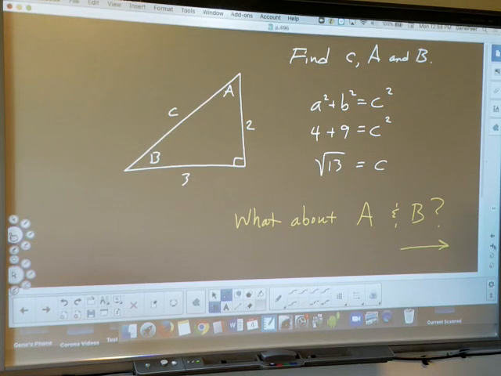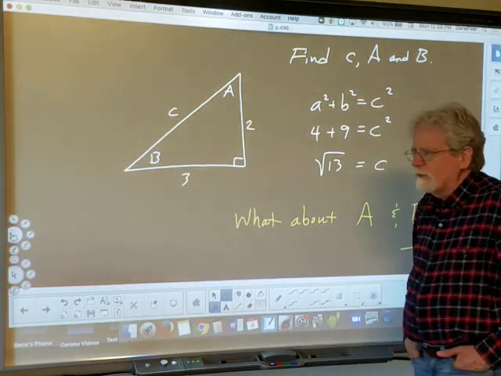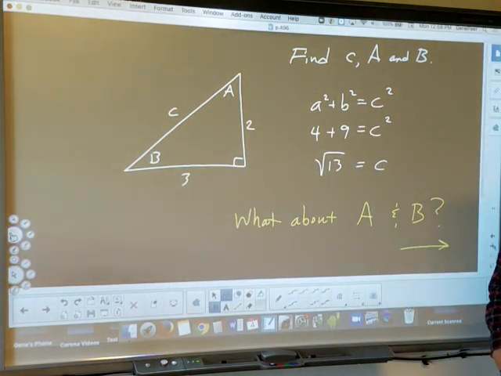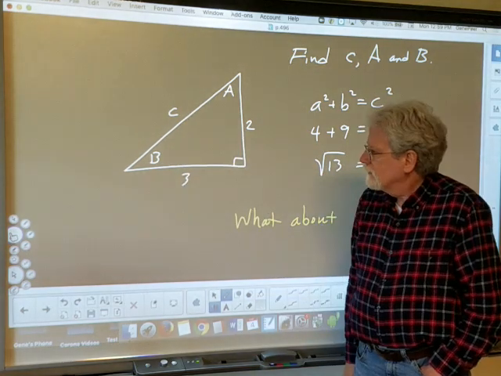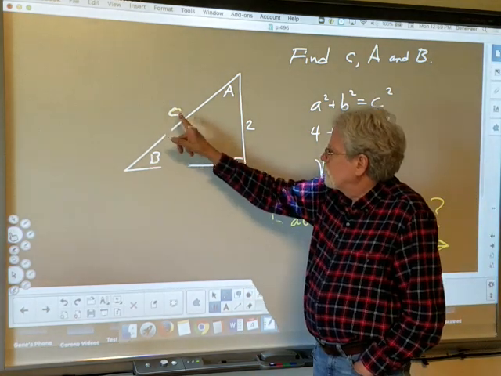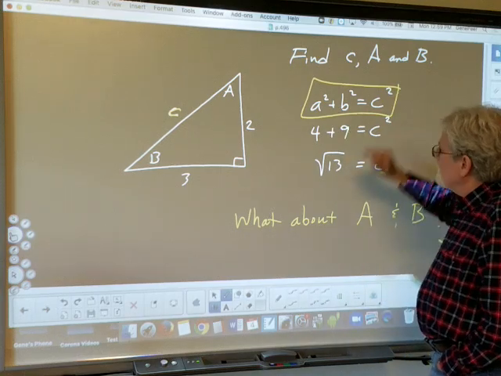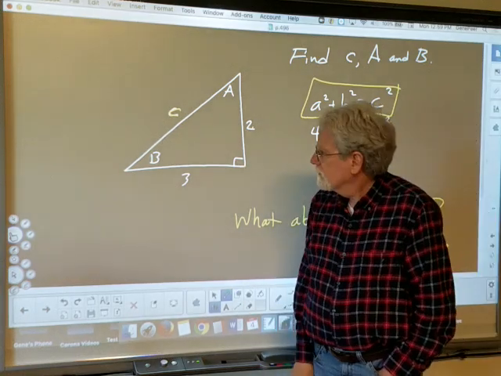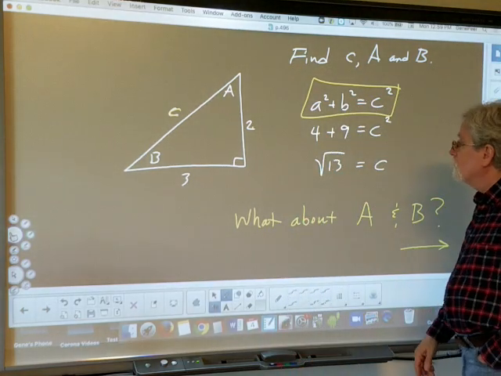All right, this one. This is an interesting scenario where we don't know A or B. But we can find out both A and B with a fair degree of ease. But first, let's do C. How do we find C? Well, don't forget your basics. Pythagorean theorem works great when you have two sides and you're looking for the third. Plug them in, solve for C.